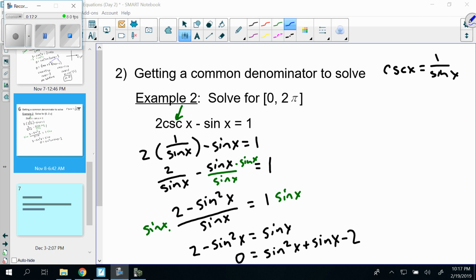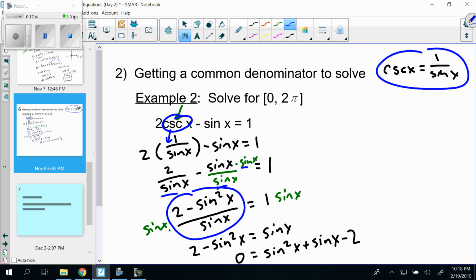First thing we know here is that cosecant is equal to 1 over sine x. So we're going to substitute that in place here. Combine these two and multiply, and you get this. We got to get a common denominator now, so multiply by sine x over sine x. We're going to result in this now, this fraction. We want to multiply that sine x to both sides. That's going to cancel this out. So now we got 2 minus sine squared x equals sine x.